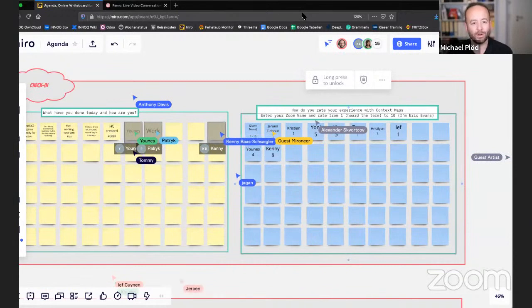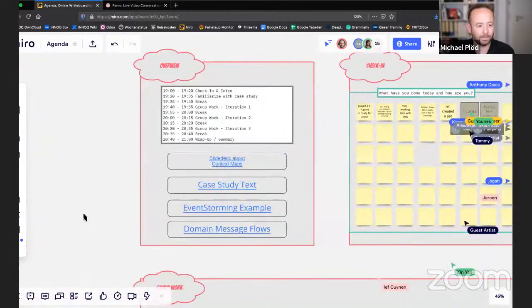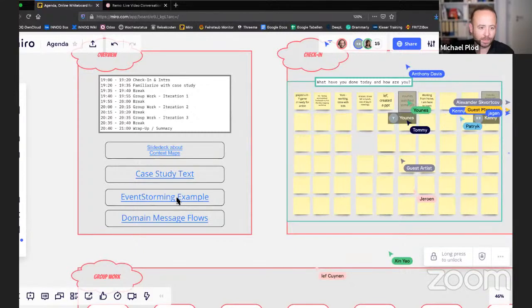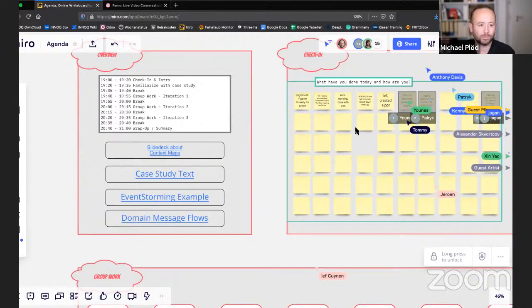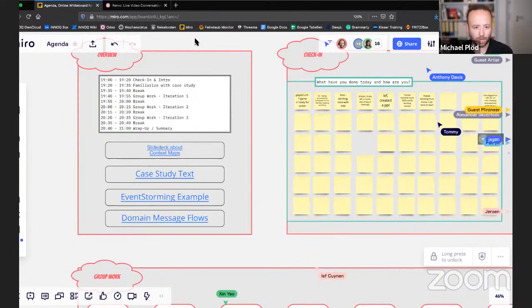So the plan is for today, we will work on a case study. I have a text document shared about that. There is a brief event storming example for that, and also some domain message flows. I will give you some explanation about the case study in a verbal form, but I'll also grant you some time to read through it, to check it out.